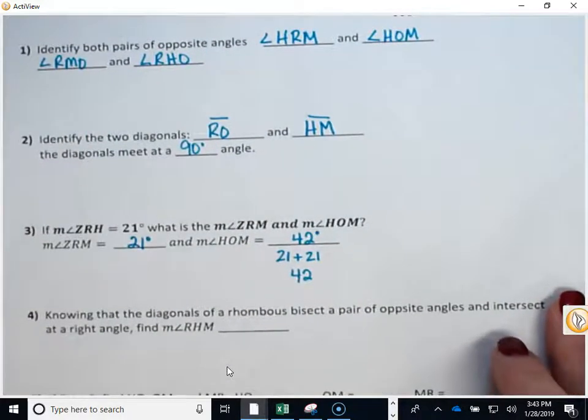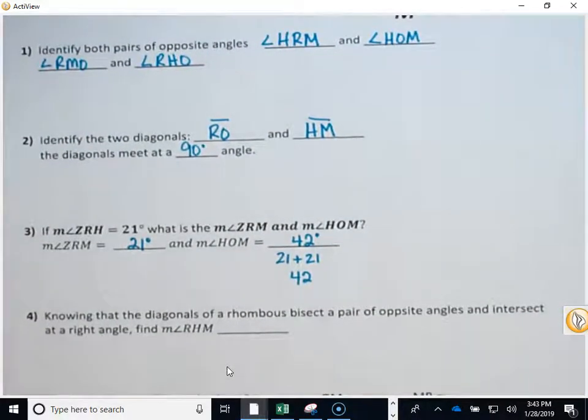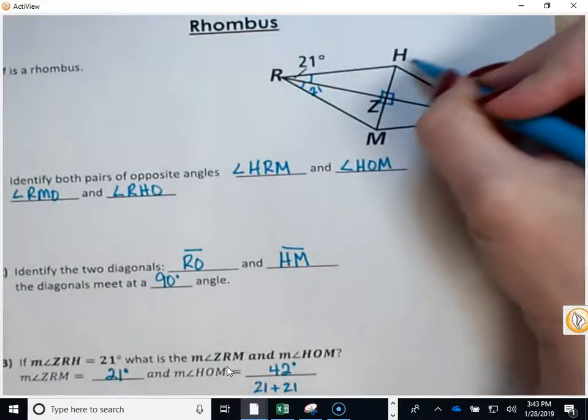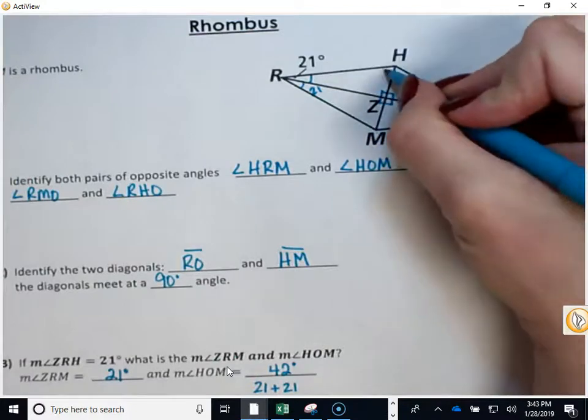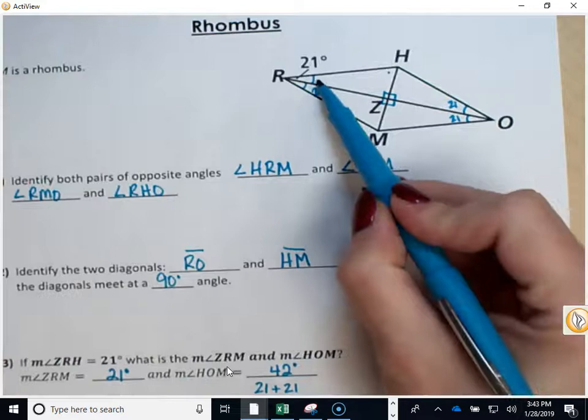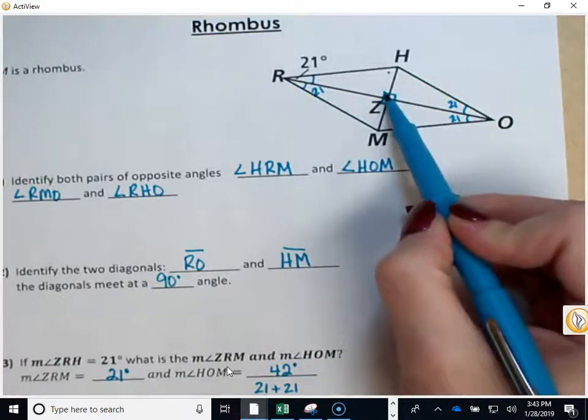Okay, question number 4 asks, knowing that the diagonals of a rhombus bisect a pair of opposite angles and intersect at a right angle, find the measure of angle RHM. So let's look, RHM. They're wanting to know from R to H to M, this angle here. We know that this angle is 21. We know that this angle is 90. We need to find that angle.